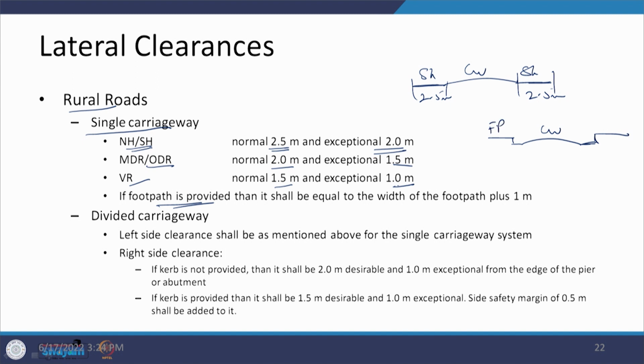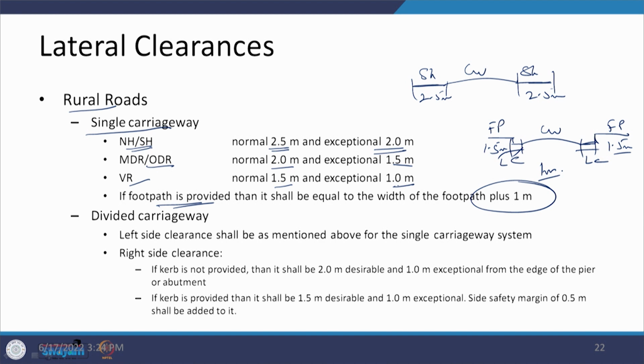So, we have a footpath here, whatever is the width of the footpath. Usually not less than 1.5 meters we should have; we should provide 1.8 meters or 2 meters. And this is the carriageway, so there is a clearance here. This is a lateral clearance and this is a lateral clearance. This lateral clearance is being provided as 1 meter. So it is now 1.5 meters, or whatever is the width of the footpath, plus that 1 meter clearance.